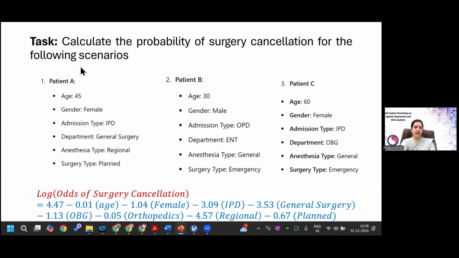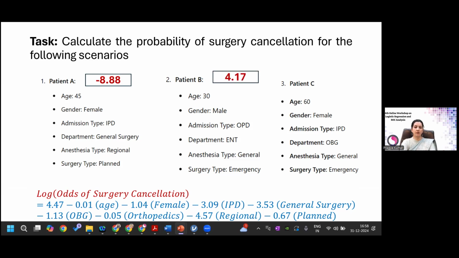So patient A is age 45, gender female, admission type is IPD, general surgery, regional anesthesia and planned. So all these are, I'm taking the case where the other is reference is 0. So if you calculate the log odds of surgery cancellation, the value will come as like 8.88 minus 0.88.